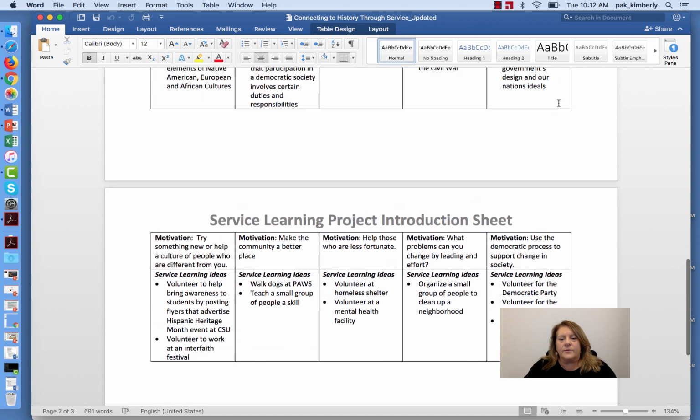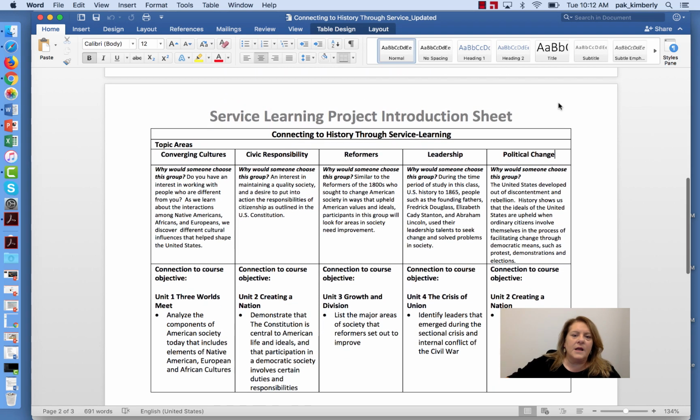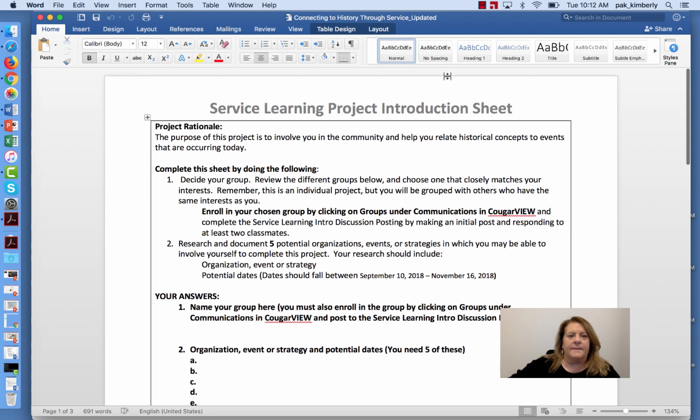If you've always thought that this was something that you wanted to do, I would take this opportunity to get involved with this, because I think that you will really have a great time and experience doing something like this politically. Okay, so those are our 5 groups. And they're listed right here on your Service Learning Project introduction sheet.